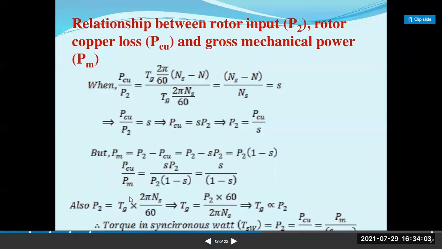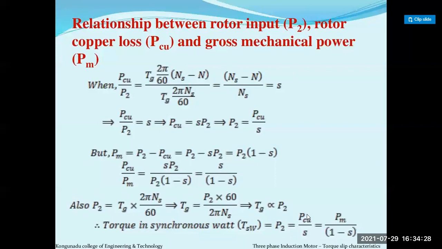Now from here, the air gap torque in synchronous watts is given as P2 into 60 divided by 2 pi ns. So Tg is directly proportional to P2, as 60 and 2 pi ns are all constant. That's why torque in synchronous watts is equal to P2, and that is related to PCU, the copper loss, divided by slip.